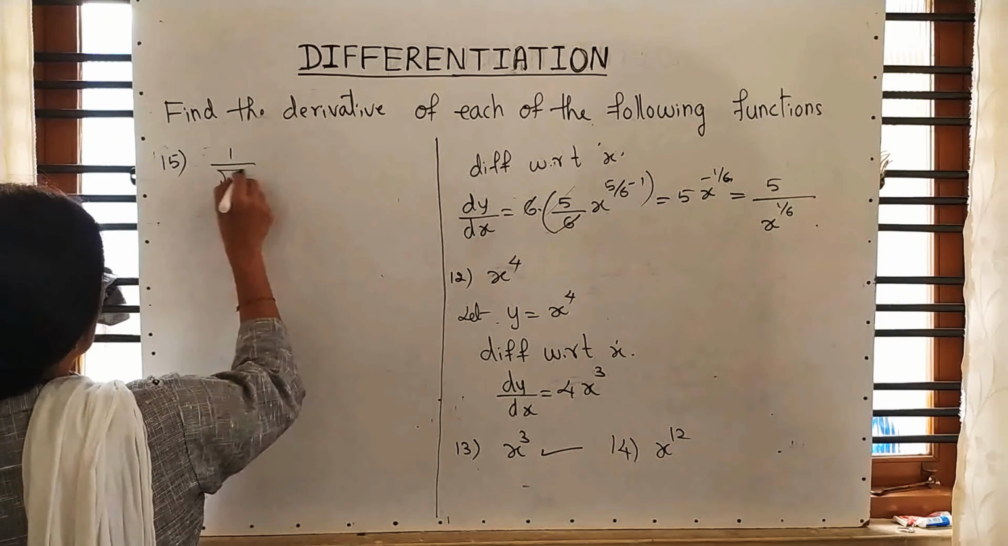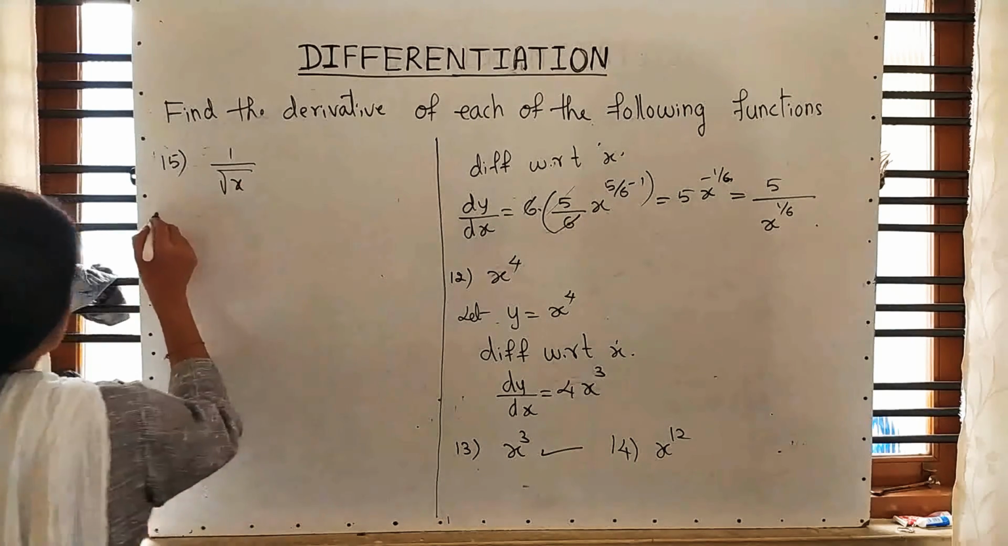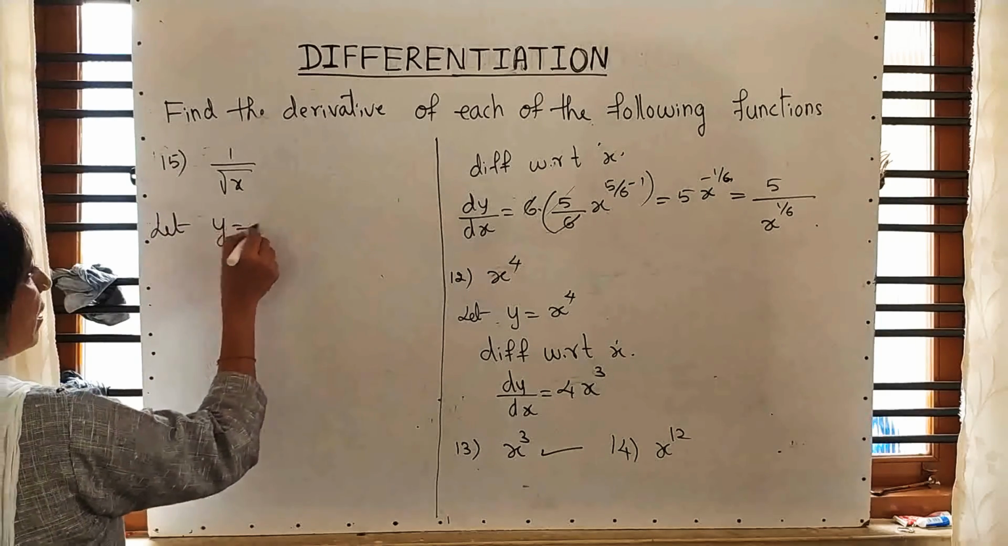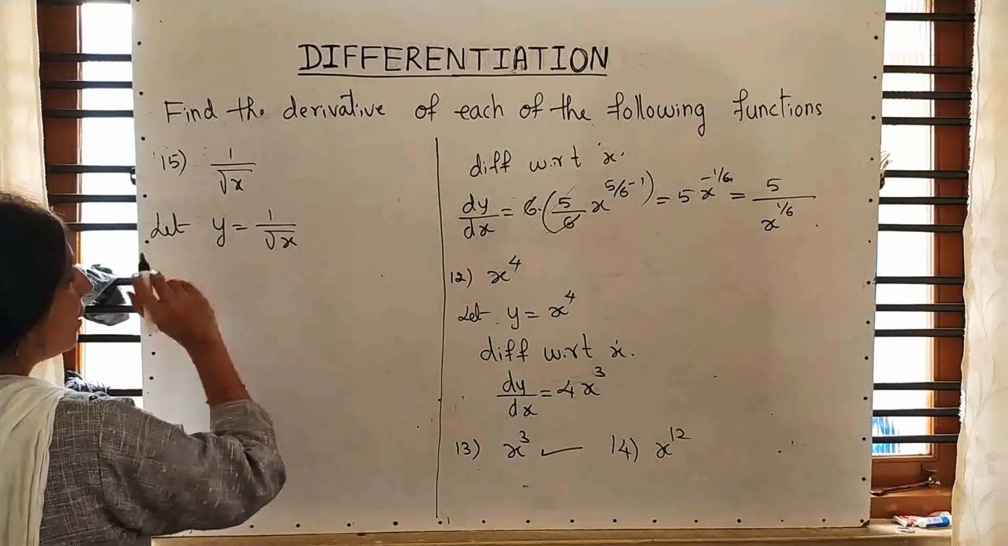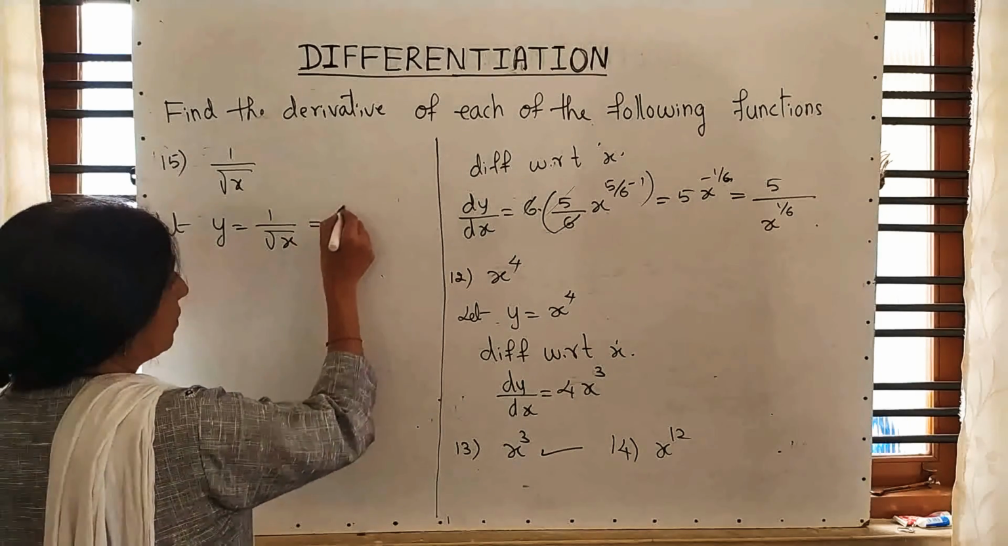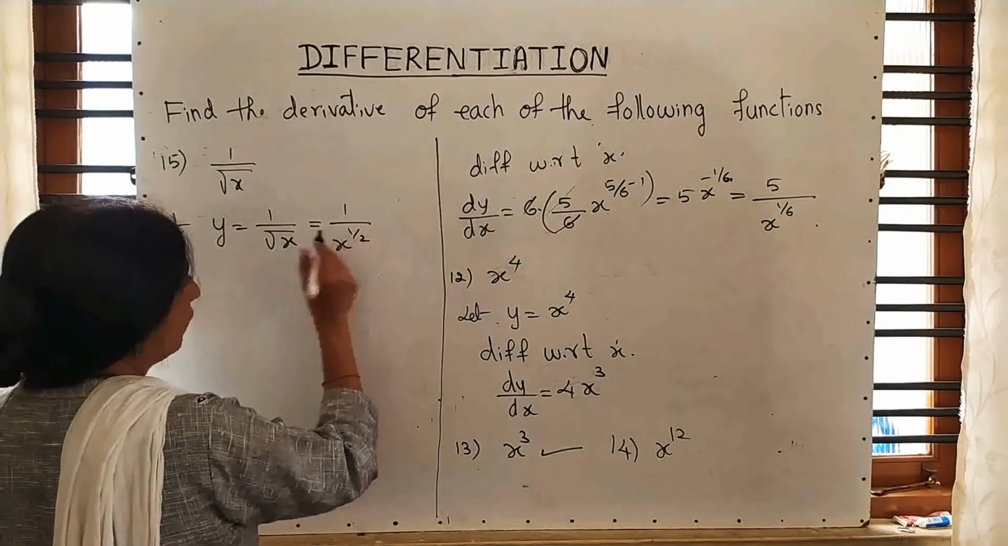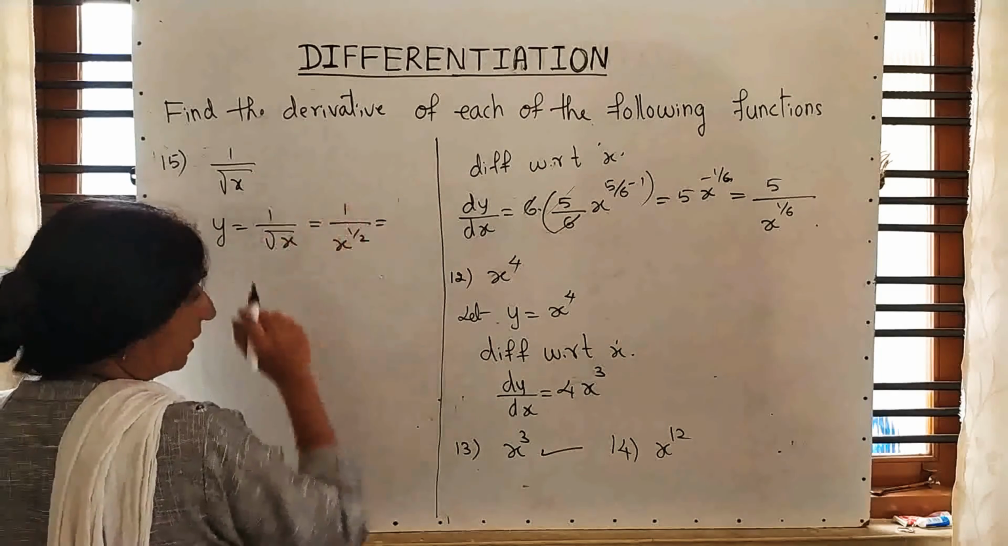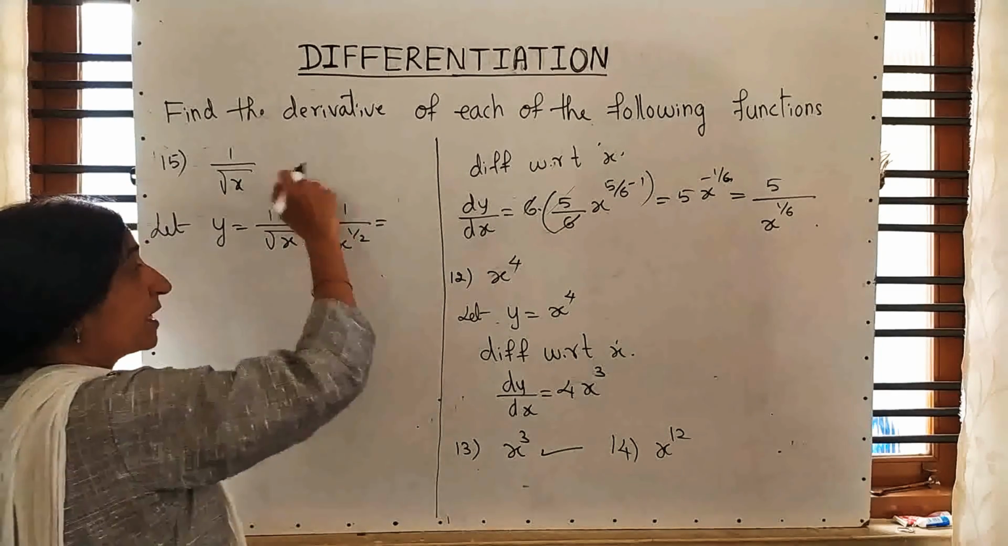1 upon root x. Let y is equal to 1 by root x. Root x, how do you convert it in the form of index? Raised to half. So it is 1 upon x raised to half. It is in the denominator, and in the numerator we don't have x. That's why I am taking this in the numerator.